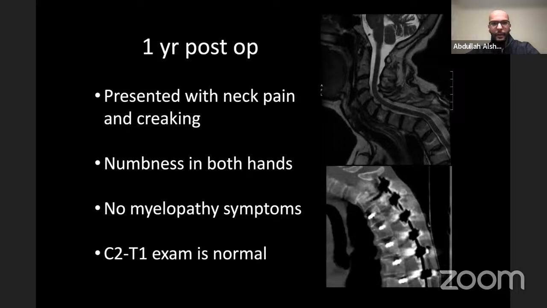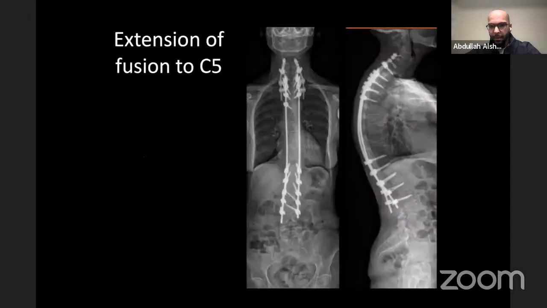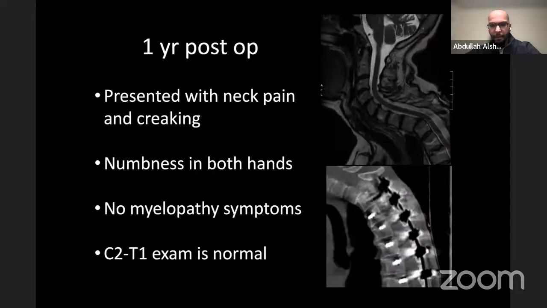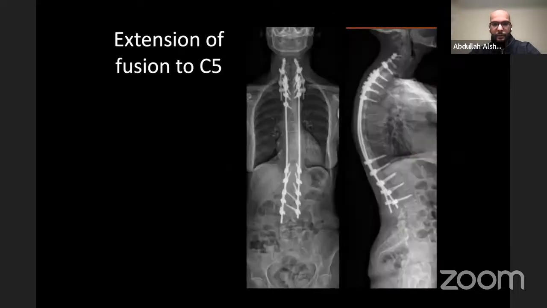with both neck pain and cracking, and also she had numbness in her hands, and she did not have any myelopathy. Her exam was normal, as we can see here in the X-rays. And sorry, in the CT scan and MRI, she had proximal junctional failure, and she has T1-2 spondylolisthesis and no myelopathy. So the plan was to extend her fusion to C5 and also remove the thoracic hardware because it was symptomatic at that time.